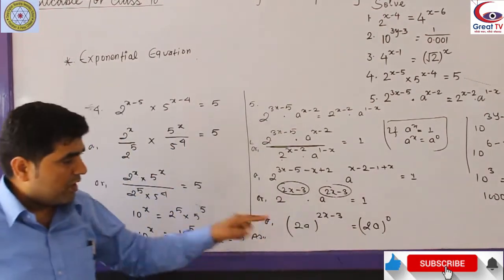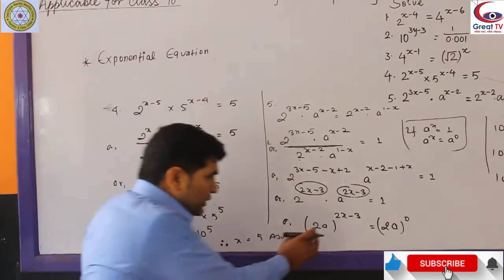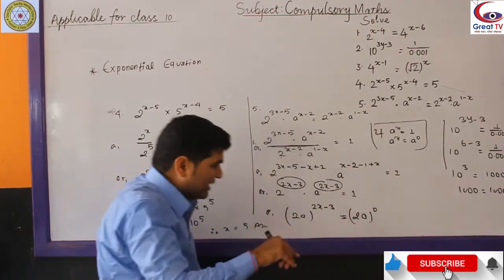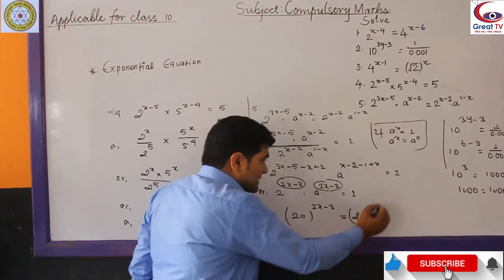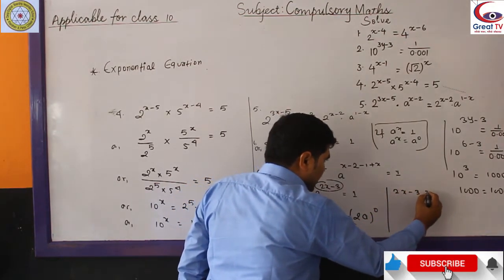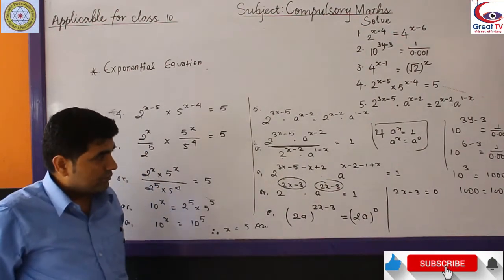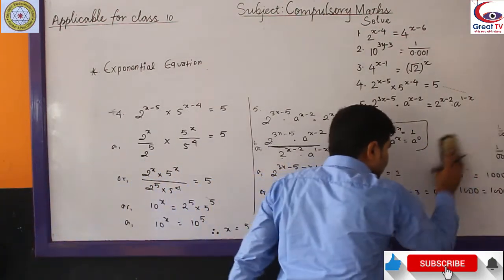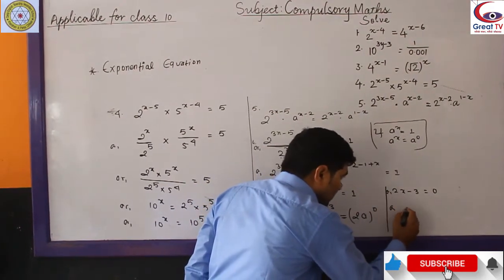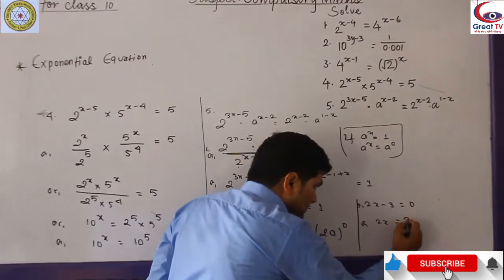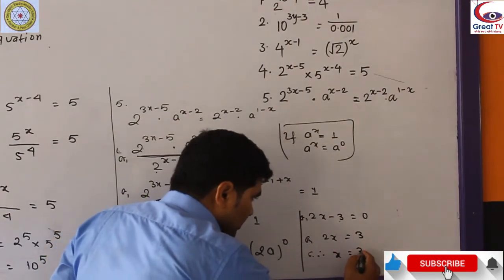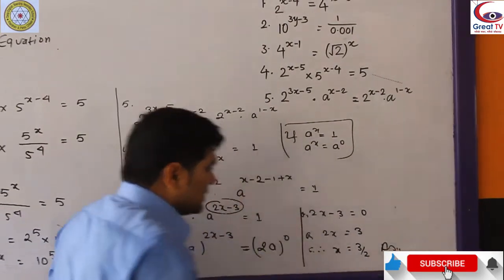Now we can use the axiom of the exponential equation. Here 2a and here 2a, these two bases are equal. Now we can equate the exponents: 2x minus 3 equals 0. Or 2x equals 3, taking the constant to the other side. Therefore x equals 3 by 2. This is the solution.